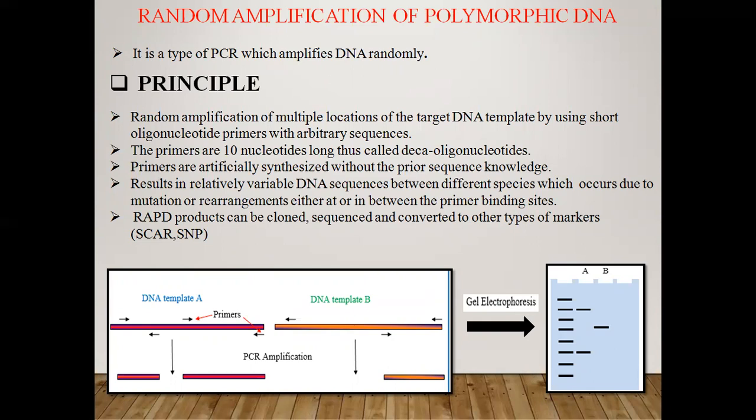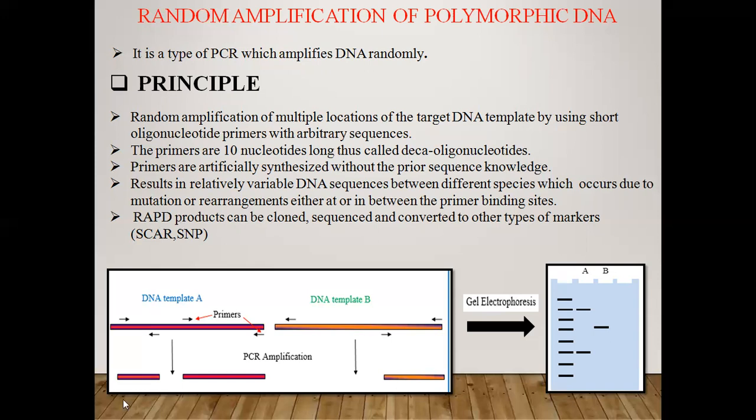Primers are artificially synthesized without prior sequence knowledge, as these are random primers. So somewhere they can bind to the sequence in the DNA sample. So no prior knowledge of the DNA is required. It results in relatively variable DNA sequences between different species, which occurs due to mutation or rearrangements, either at or in between the primer binding sites. RAPD products can be cloned, sequenced, and converted to other types of markers like SCAR and SNP.